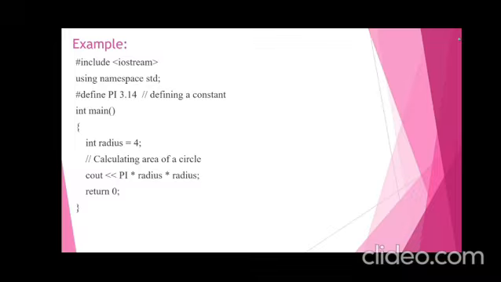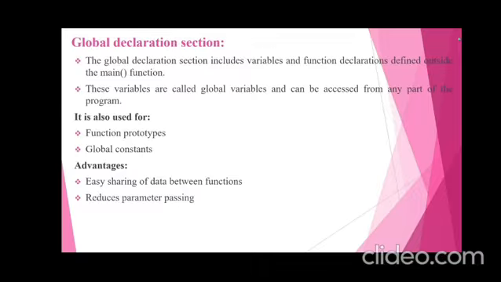So the next section is the global declaration section. The global declaration section includes variables and functions defined outside the main function. So, the global declaration section includes variables and function declarations that are defined outside the main function.